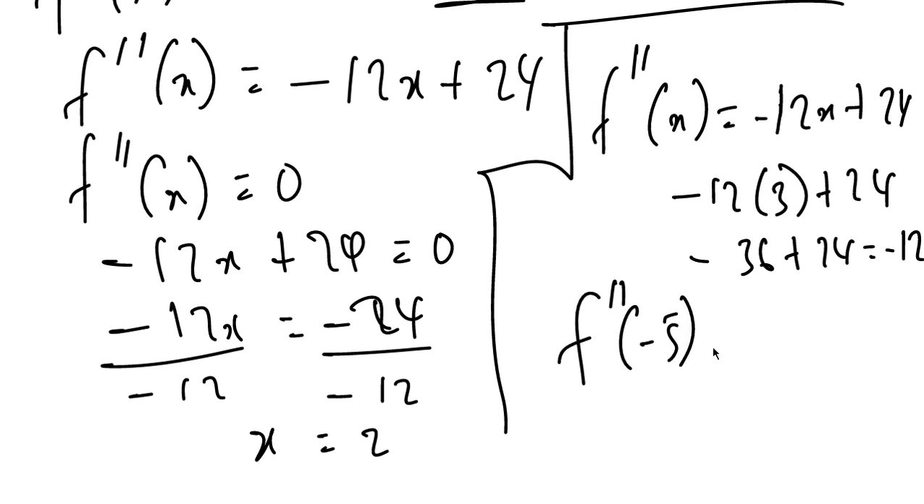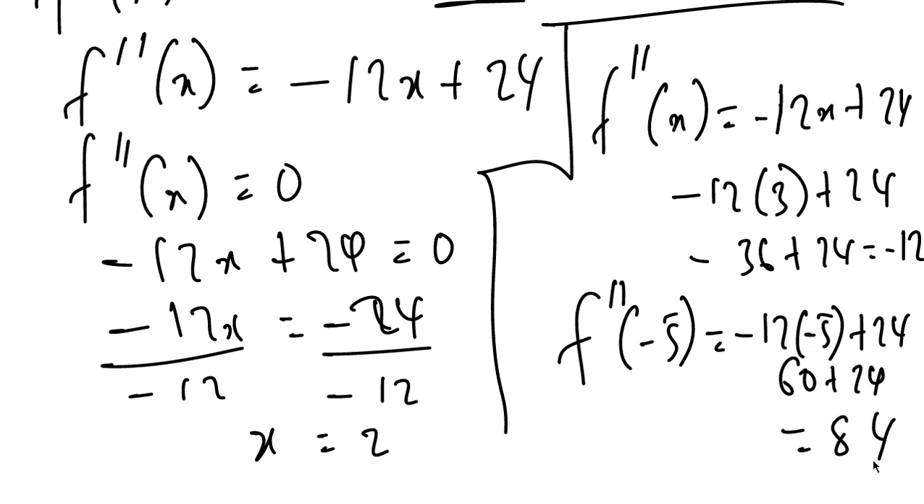So what's it going to be? The second derivative at negative 5 is negative 12 into negative 5 plus 24, which is going to be 60 plus 24, which is positive. So you can see that when we inputted a value greater than 2, which was 3, we had minus 12, and when we inputted a value less than 2, we had 84. And since they have different signs, we could say yes, this is a point of inflection.